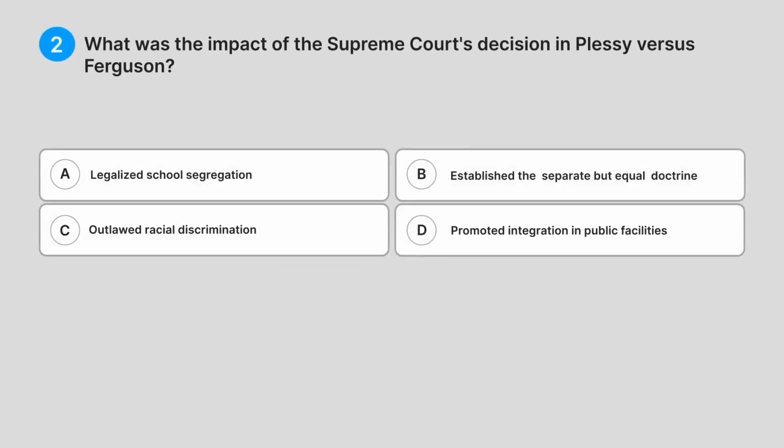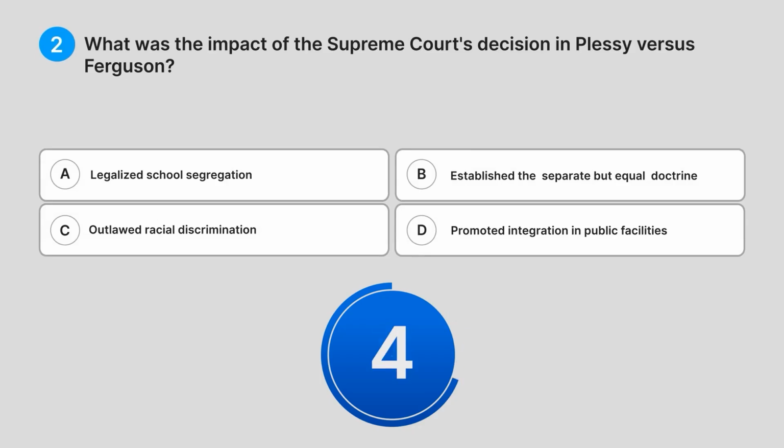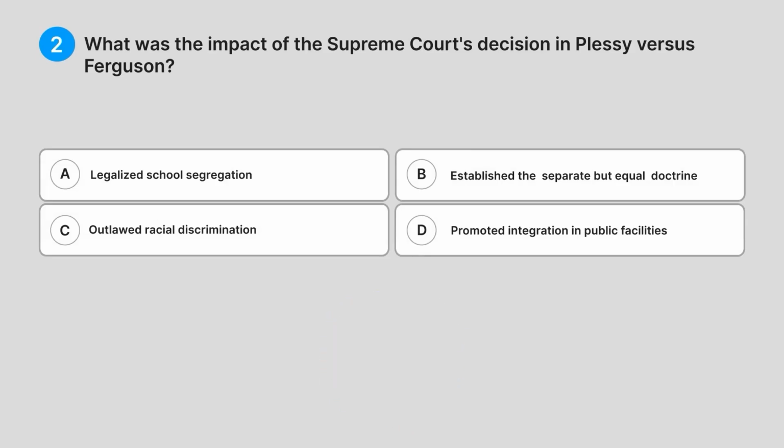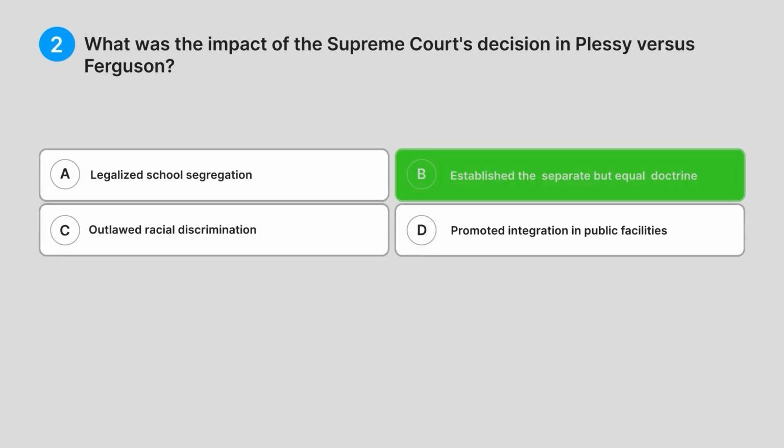2. What was the impact of the Supreme Court's decision in Plessy v. Ferguson? A. Legalize school segregation. B. Establish the separate but equal doctrine. C. Outlawed racial discrimination. D. Promoted integration in public facilities. Can you guess the answer? Correct answer. B. Establish the separate but equal doctrine.